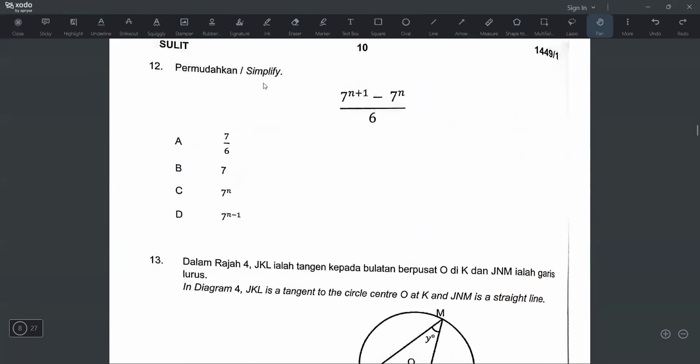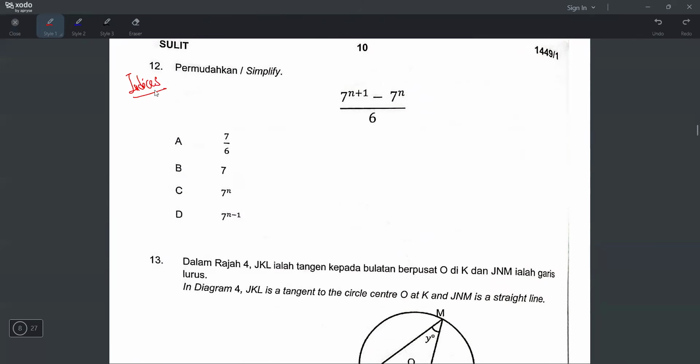Okay, next question will be number 12. So they want you to simplify. Alright, this is the indices question. Very obvious indices. And it's from Form 3 chapter 1, I think. Yeah, lower form, Form 3. Okay, how do you simplify this?